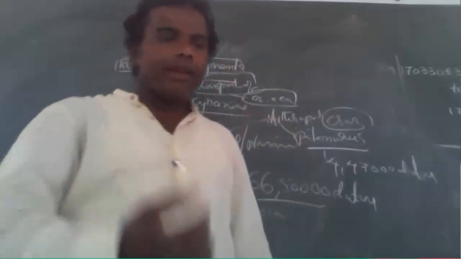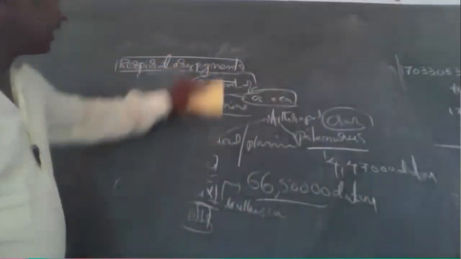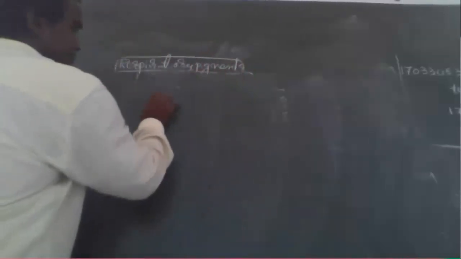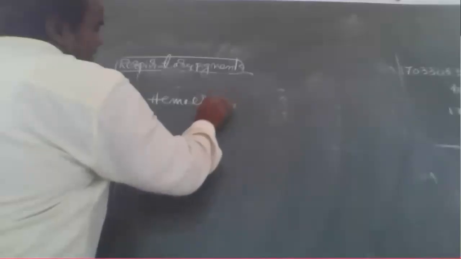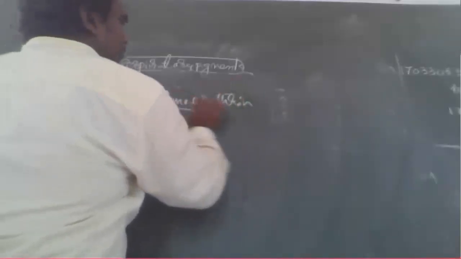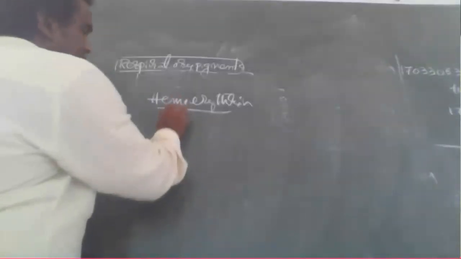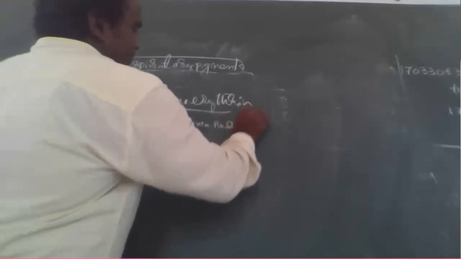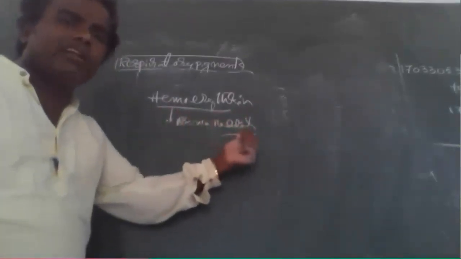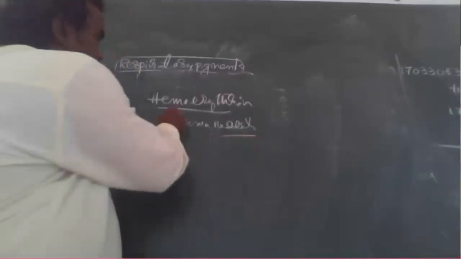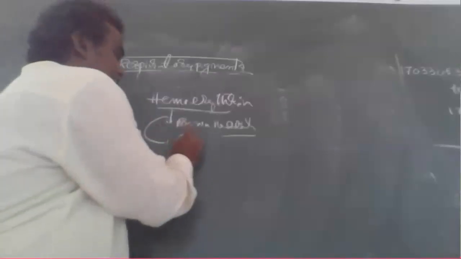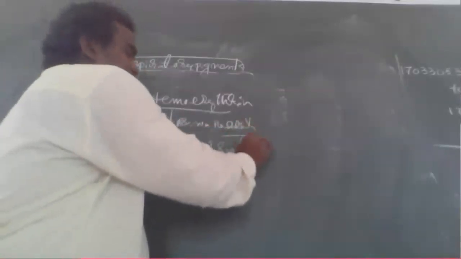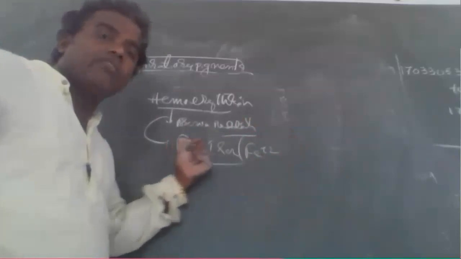Okay, now next, hemoerythrin. This hemoerythrin, which color blood? It is brown reddish color blood. Brown reddish color. This hemoerythrin also contains a proteinous part and iron. Proteinous part and iron, that means it contains ferrous.